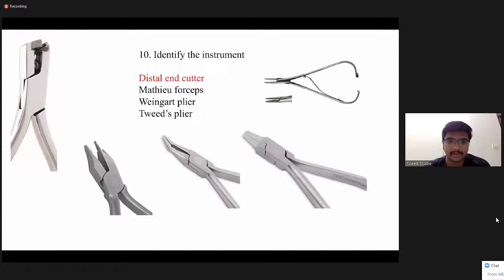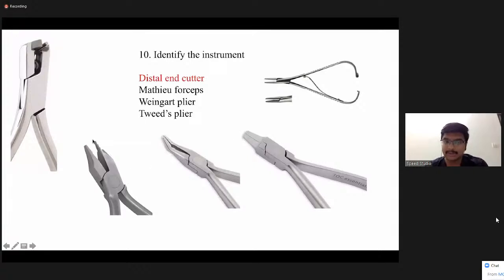Weingart plier. Weingart plier is a plier used in orthodontics to bend the wire distal to the molar, so that a cinch back can be done. A cinch back is nothing but bending the wire distal to the molar to prevent proclination of the incisor. So this is a Weingart plier, and this is Tweed's plier. The main point about Tweed's plier is that it consists of two types: one is the arch forming plier, and the other is the loop forming plier. This is Tweed's loop forming plier, and this is Tweed's arch forming plier.